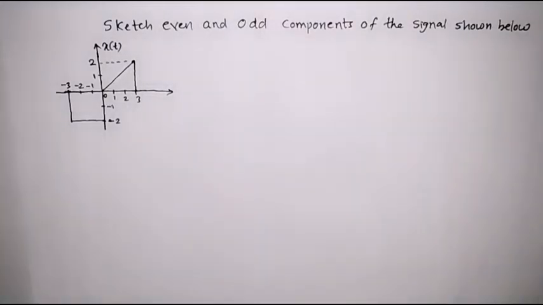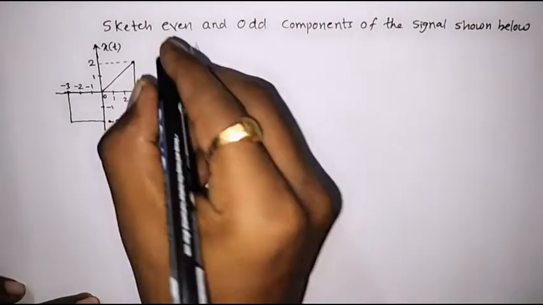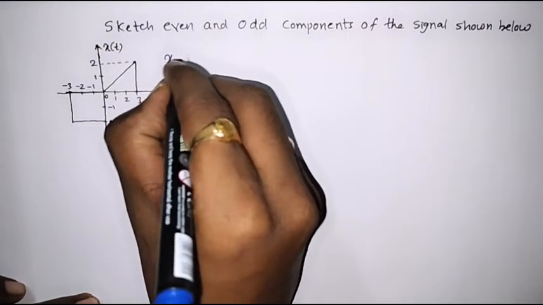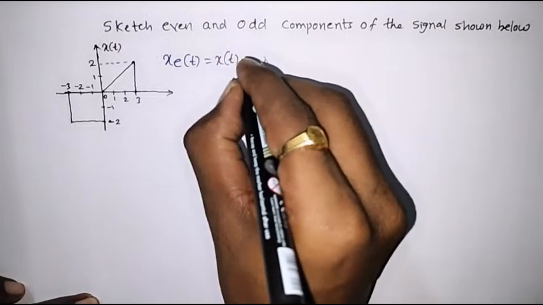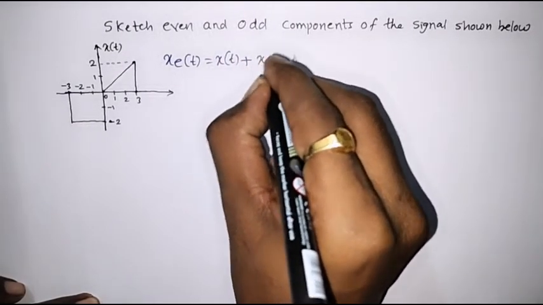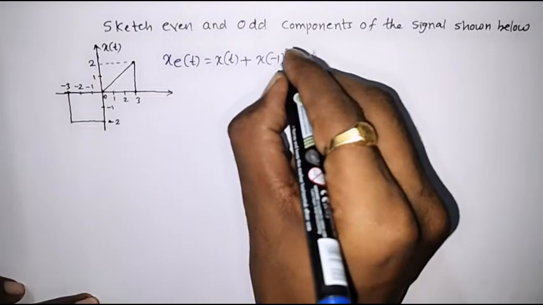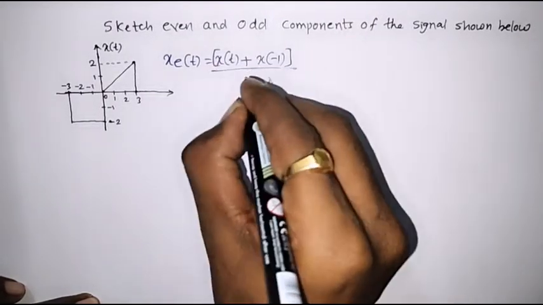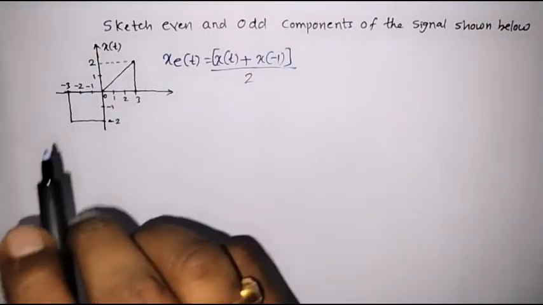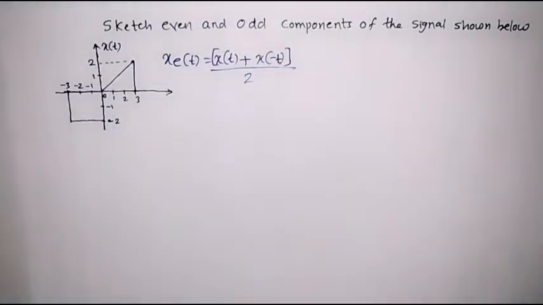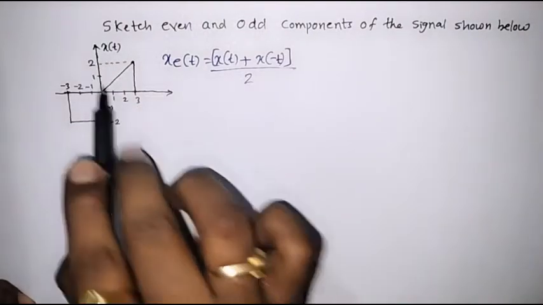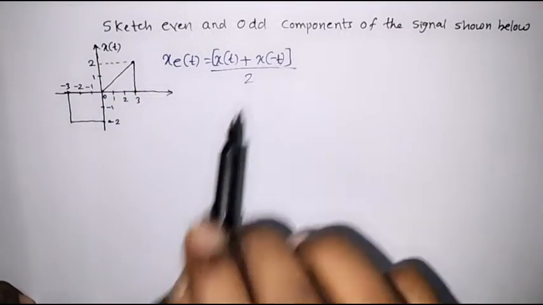We know that the even component of the signal is represented by the formula x_e of t is equal to x of t plus x of minus t, divided by 2. That is, half of x of t plus x of minus t. So already here we have x of t. Now we are supposed to draw x of minus t.